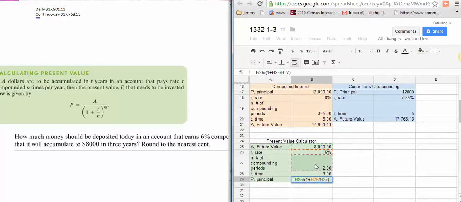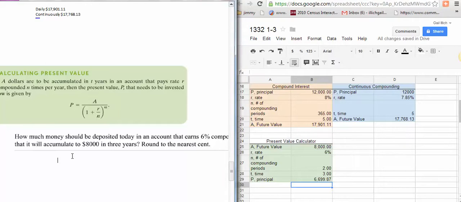Now this is raised to, so remember that's the shift and then the 6 to make a power, and then parenthesis the n, but it doesn't like me to grab the n's, so I'm going to grab the t and then do the n. So I grab B28 and then do times B27, closing my parenthesis, and then hit enter. So you need to deposit $6,699.87. So that's your answer on that one. Okay, so now let's look at the next problem.